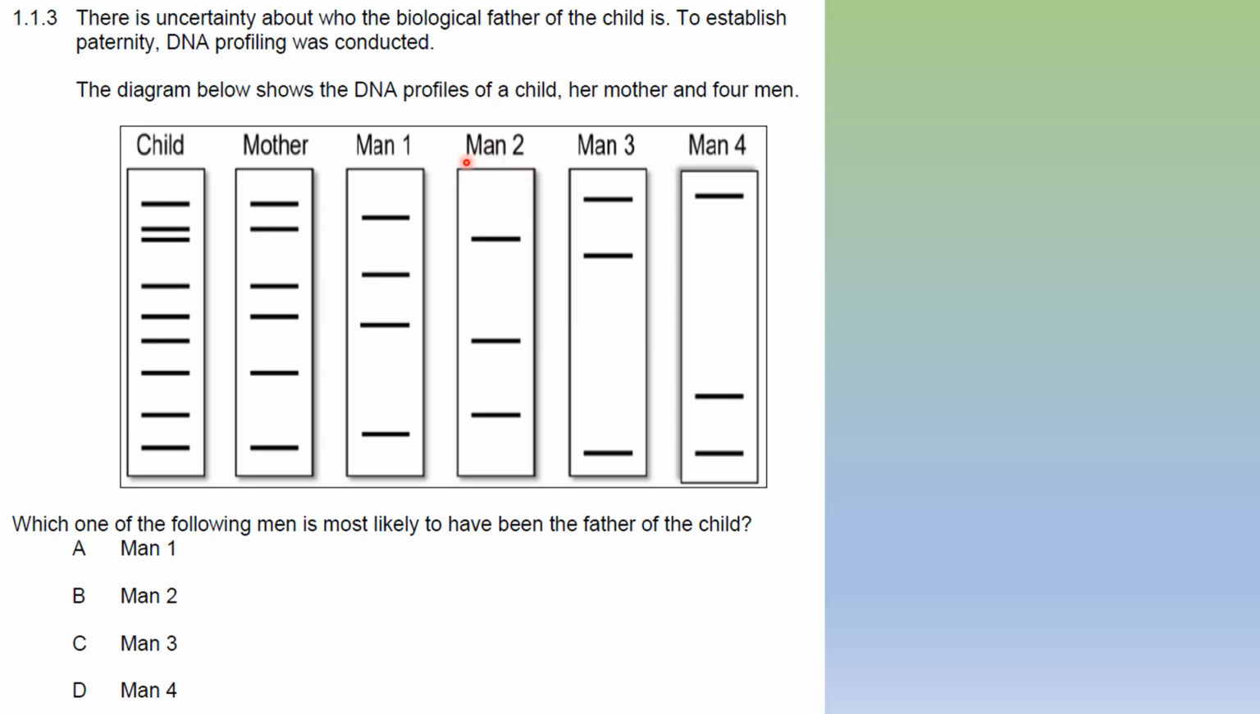So the possible father is going to be man 2, which is option B here, as we can see. When we have a question like this, make sure we take off the bars that are corresponding between the child and the mother first, and whatever's left behind we need to tick off against the possible fathers.